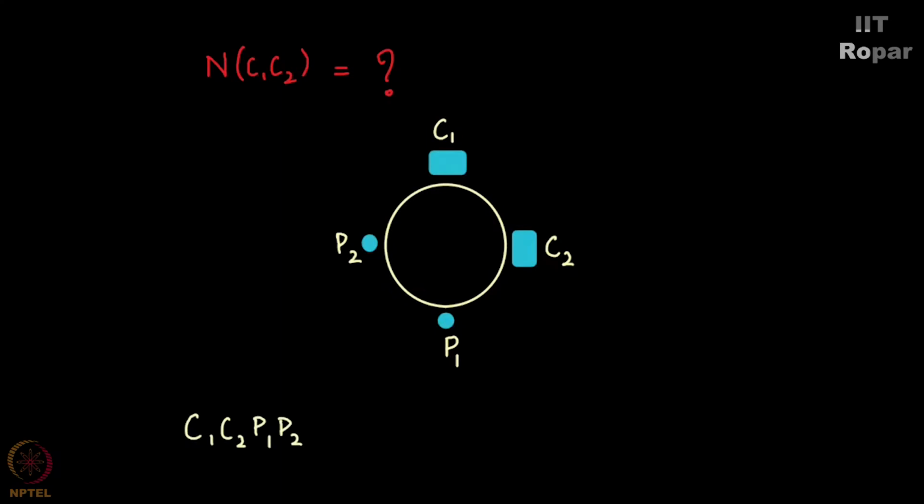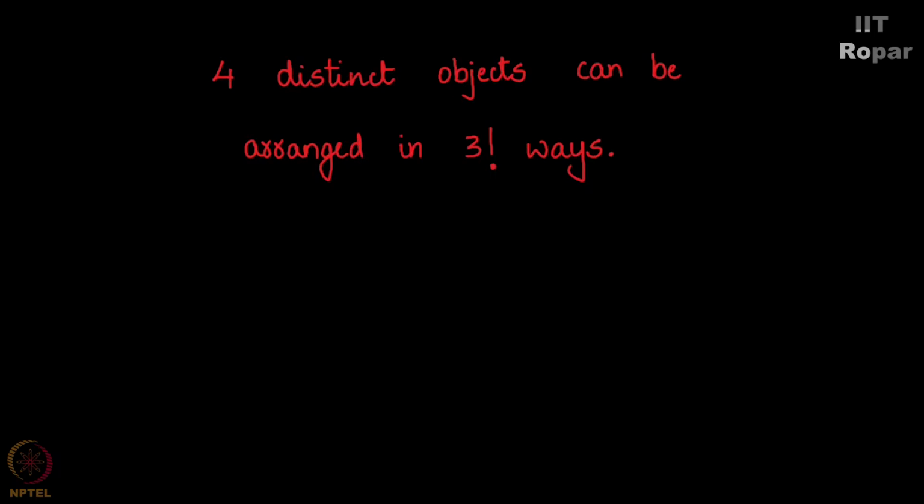C1, C2, P1, P2 is one possible permutation. P1, C1, C2, P2 is one possible permutation. Another one is P1, C1 and P2, C2. This is another possible permutation. So on and so forth, we can go on listing. But how many of them are there? Let us see. For 4 distinct objects, as we had seen earlier from the formula, they can be arranged in 4 minus 1 factorial, which is 3 factorial ways.